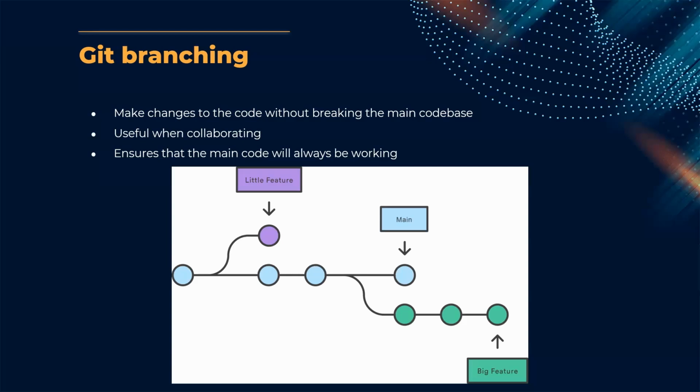And then once you're done with it, you can merge it back to your main branch for these changes to take effect in your main code base. This is very useful when you're collaborating with a lot of people, because it ensures that you always have a working version of the code on the main branch.